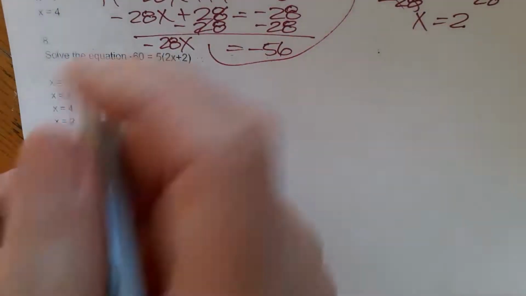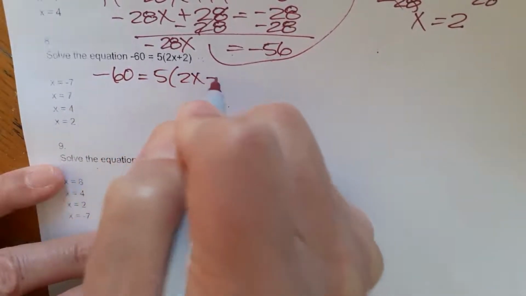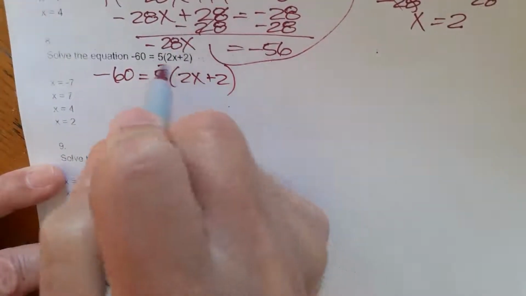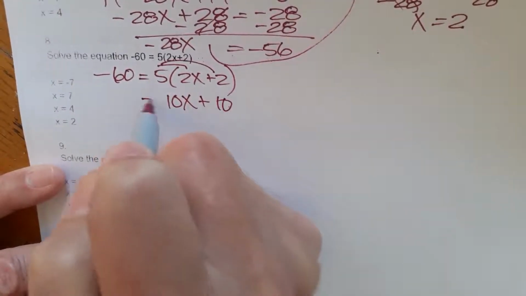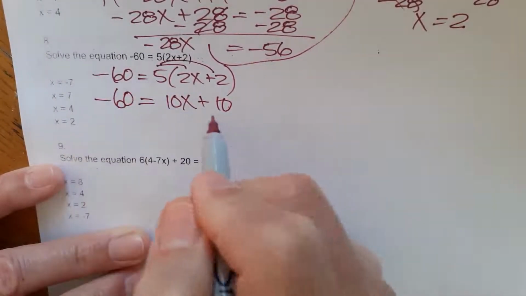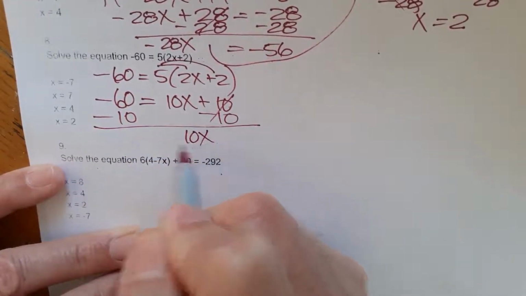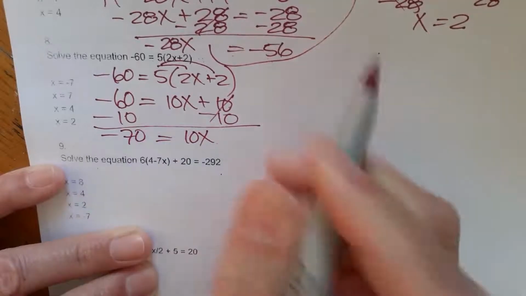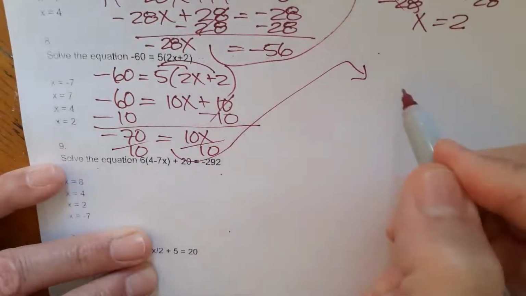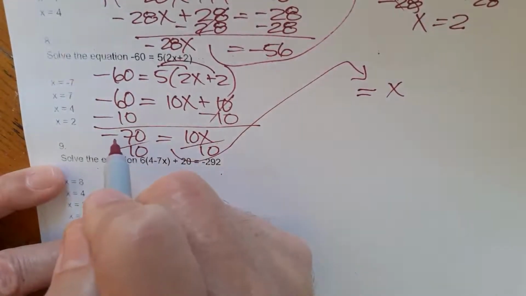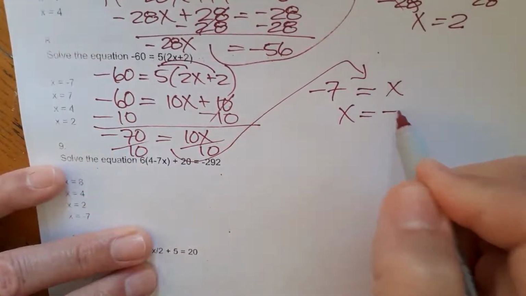Solve the equation. All right. Negative 60 equals 5 times (2x plus 2). Distribute. So 10x plus 10 equals negative 60. Minus 10, minus 10. 10x equals minus 70. Divided by 10, divided by 10. Let's come over here. x equals negative 70 divided by 10, which is negative 7. We're going to flip it and say x equals negative 7.